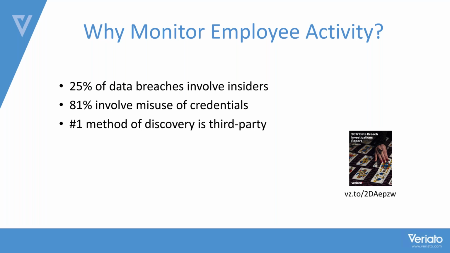You see here that the number one method of discovery is third party. This is another big issue. It's really, really tough to discover when there's a data breach, when there's fraud being committed, especially when it's insiders, because it's really tough to tell that they're doing something that's not part of their job. I'll share a story that happened a couple years back.